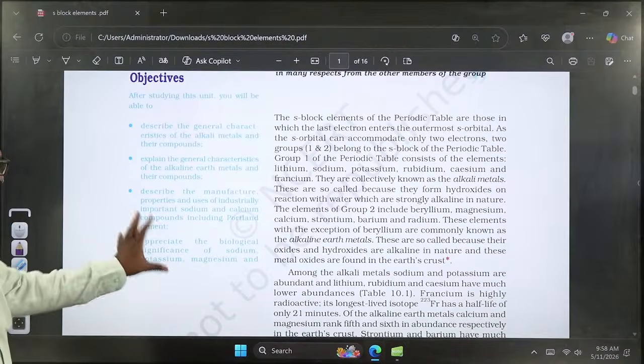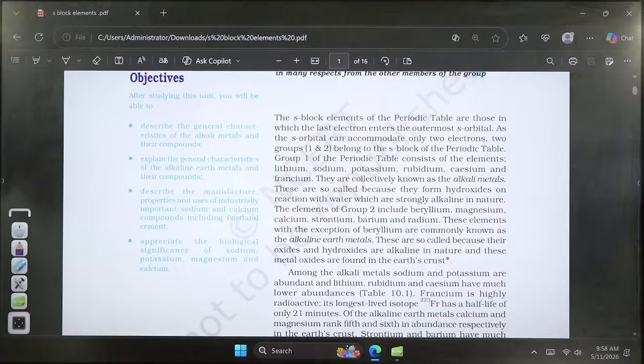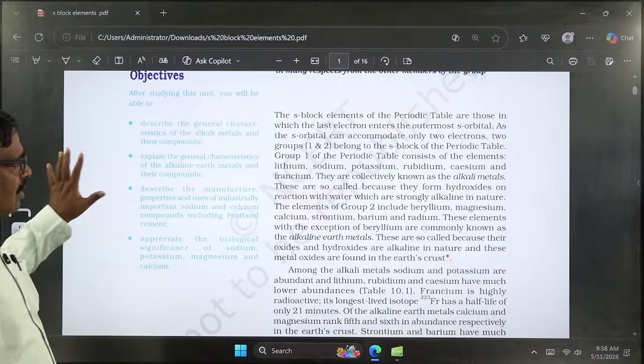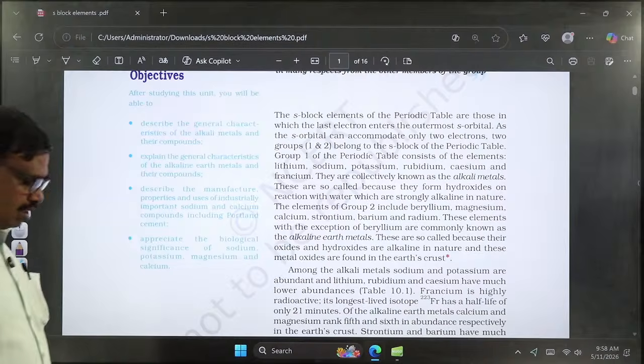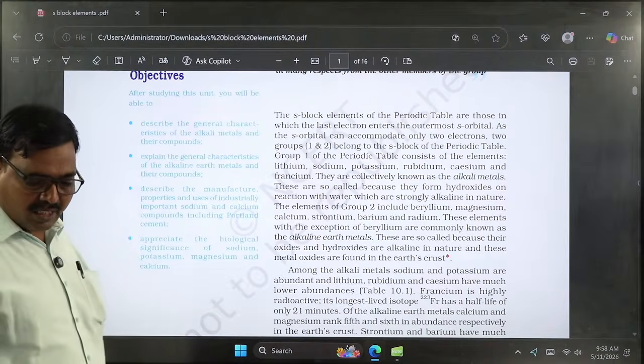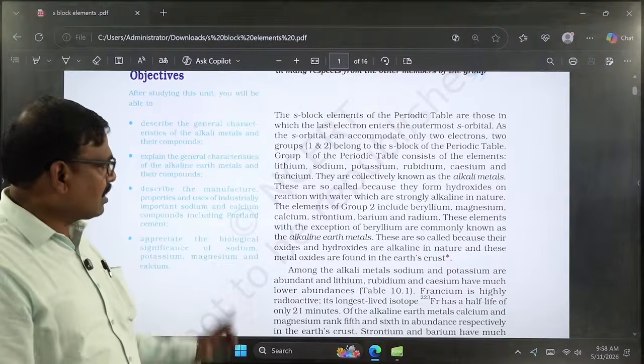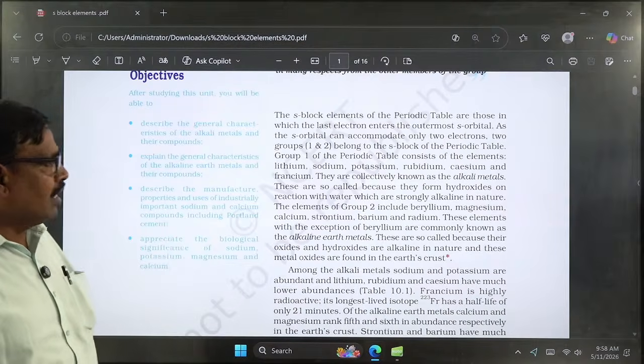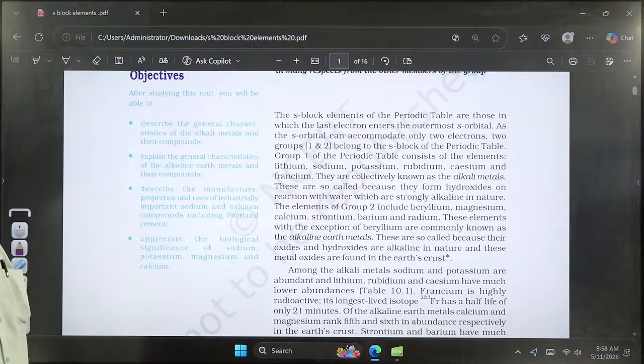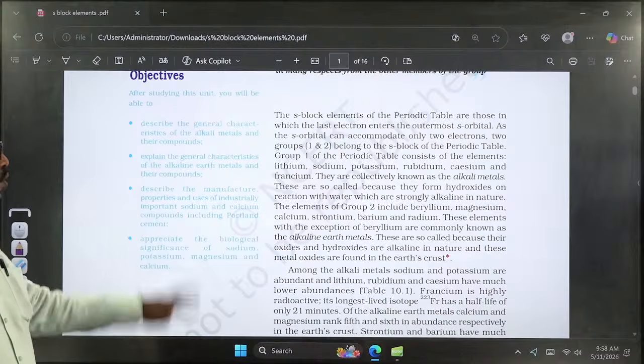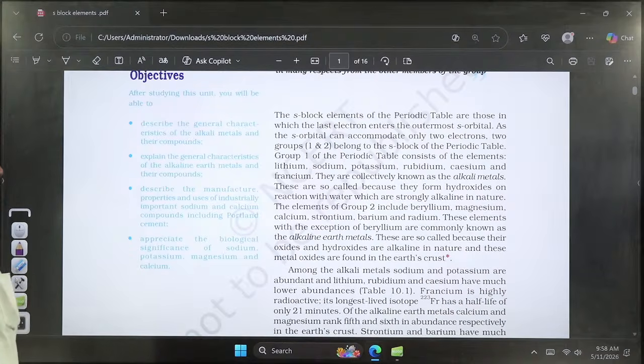So let us discuss the main things in this chapter. Here there is a general introduction: the S block is present on the left side of the periodic table, the extreme left side. An s orbital can accommodate 2 electrons. That's why 2 groups are present. One group is the 1A group, another group is the 2A group.